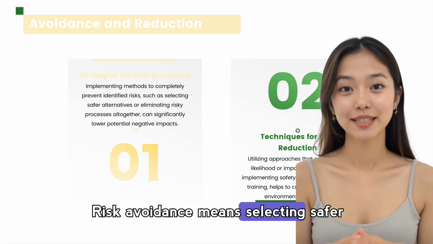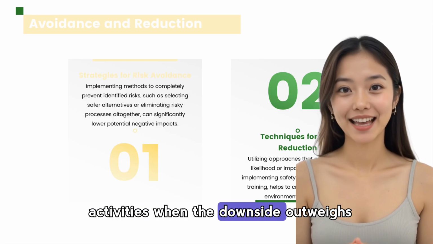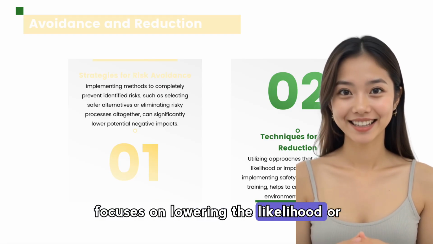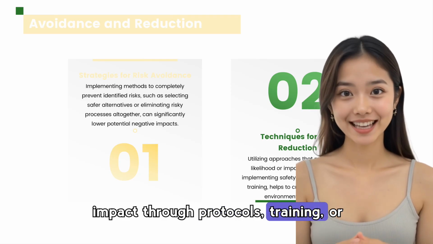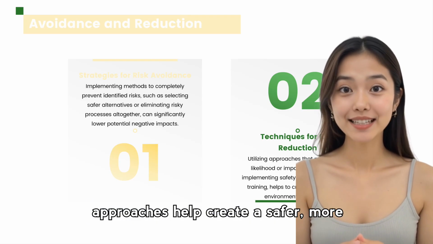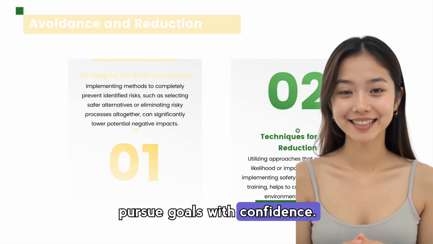Risk avoidance means selecting safer alternatives or removing risky activities when the downside outweighs the benefit, while risk reduction focuses on lowering the likelihood or impact through protocols, training, or better planning. Together, these approaches help create a safer, more predictable environment so you can pursue goals with confidence.